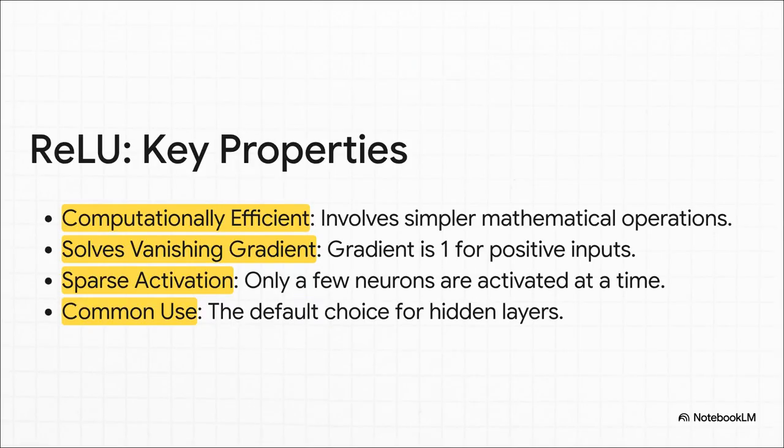And this simplicity is pure genius. First, it's incredibly fast for a computer to calculate. But the real win? For any positive input, the gradient is a constant one. That means the learning signal can flow backward through the network perfectly without vanishing. This also leads to a cool side effect called sparse activation, which just means only a fraction of your neurons are active at any one time, making the whole network really efficient. It's no wonder it became the default choice for hidden layers everywhere.